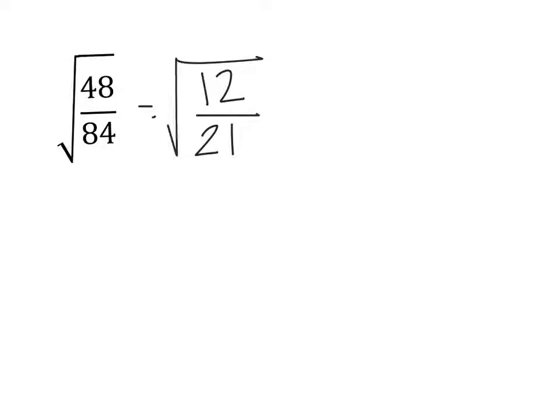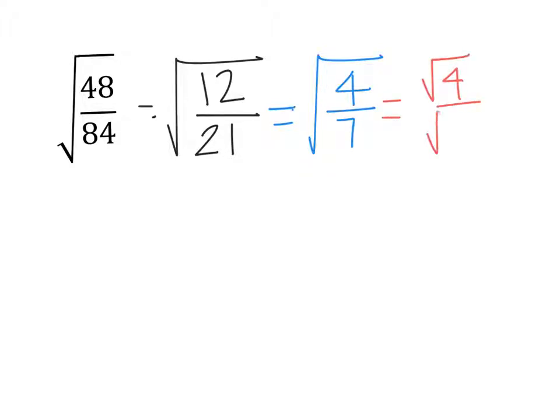Which hopefully you notice you can actually reduce even further. 12 divided by 21, those are both divisible by 3. So 12 divided by 3 is going to give me 4. 21 divided by 3 is going to give me 7. So I went from having this horrible 48 over 84 to now 4 over 7. And when I have this as one giant square root, I can actually rewrite this as 2 square roots. So this is really the square root of 4 over the square root of 7.